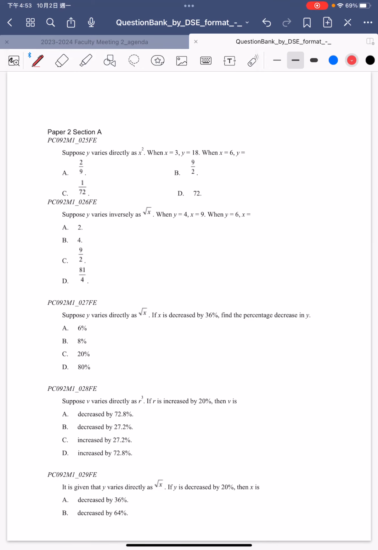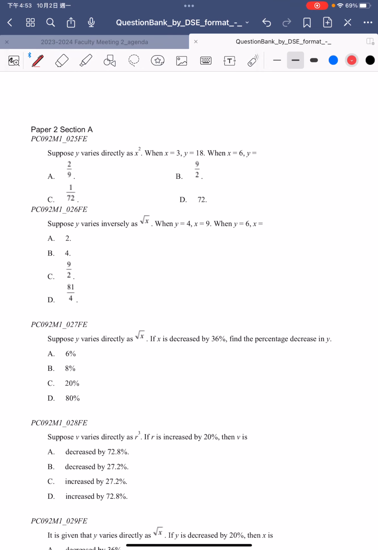So in the MC part, question 25, we have y varies directly as x squared. So we can write y equals kx squared. Then we substitute the values of x and y to get 18 equals k times 9, and get the variation constant equal to 2. Now we substitute the value of 6 back into our equation. We have y equals 2 times 6 squared, so y is equal to 72.